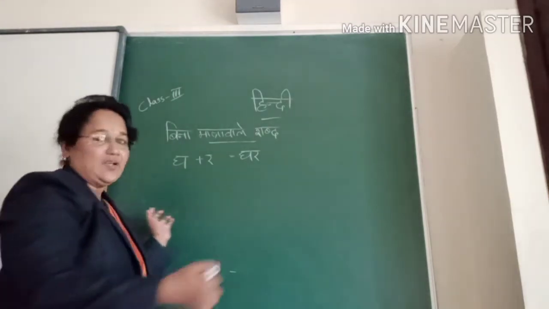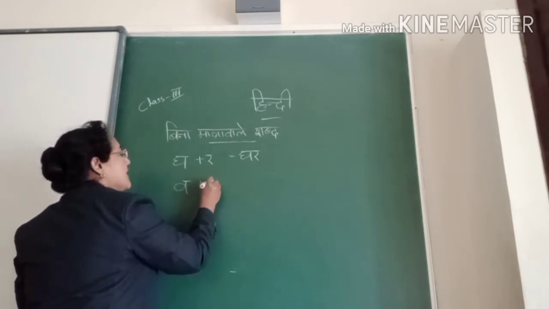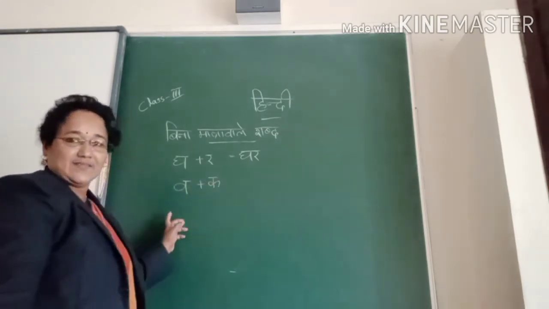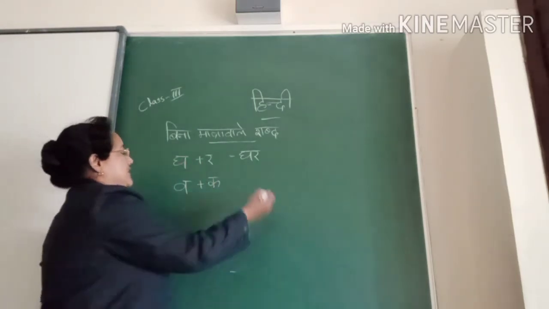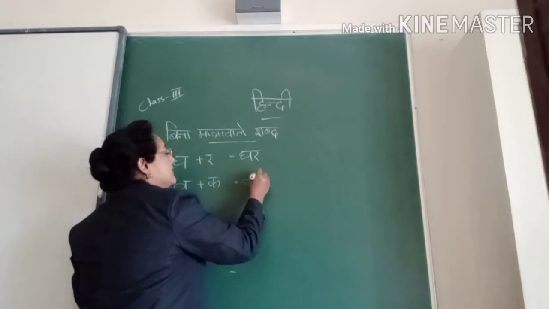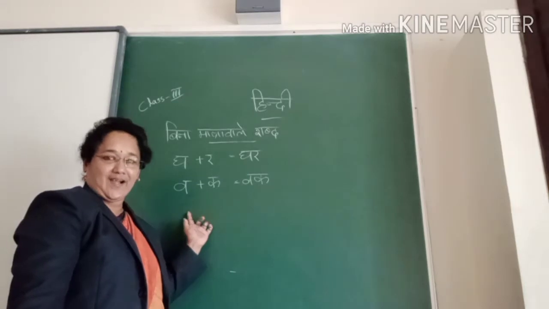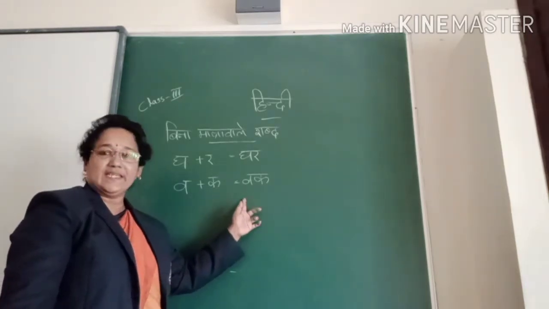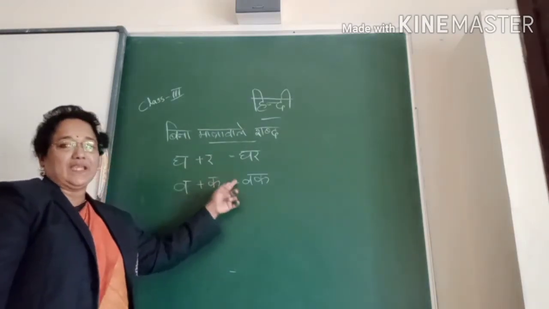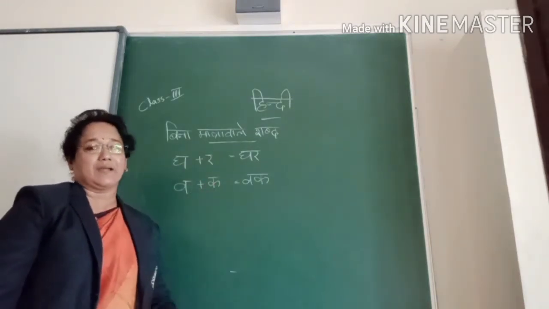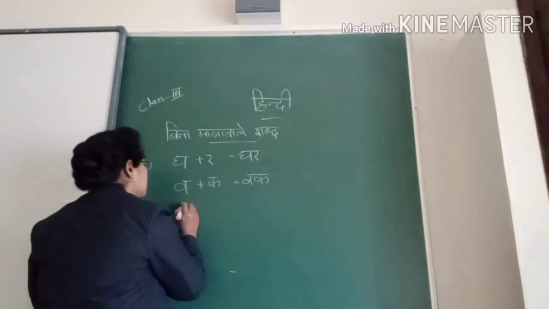Next word they have given, va plus ka. Two-letter words, only two letters. Small words. The word I got now is vak. Vak meaning is crane. It is a bird. Okay? You got an idea how to make a word from the Varnamala. Understand?